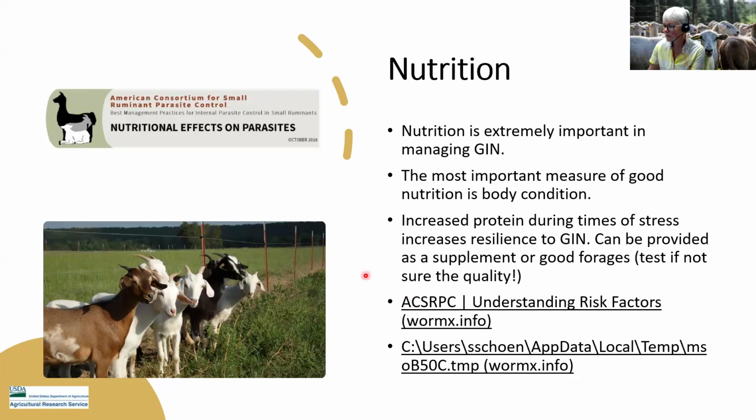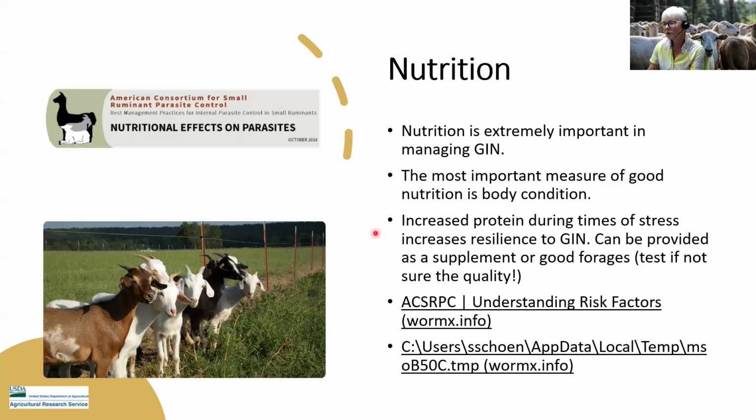So a couple other tidbits before I wrap up. Nutrition is extremely important in managing worms. And the most important measure of whether your animals are getting enough nutrition, whether they're just on pasture alone or getting pasture and supplement, is looking at body condition score. I know Langston's got a good body condition score tutorial on their website for sheep. I think even if you just do a search for body condition scoring in sheep, you'll find something if you're not sure how to do it.